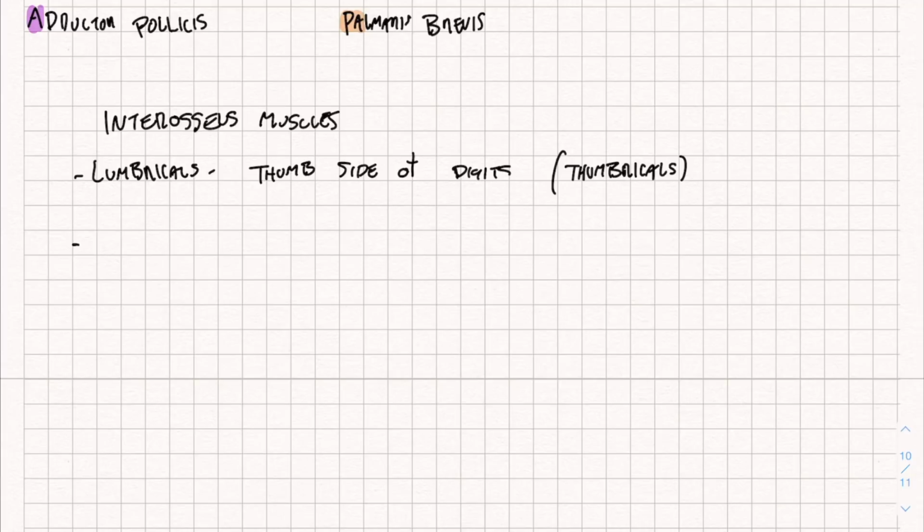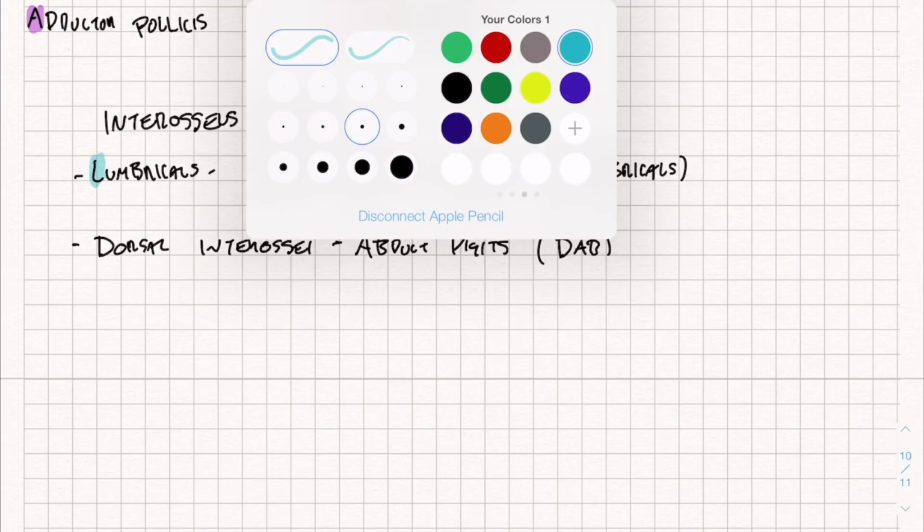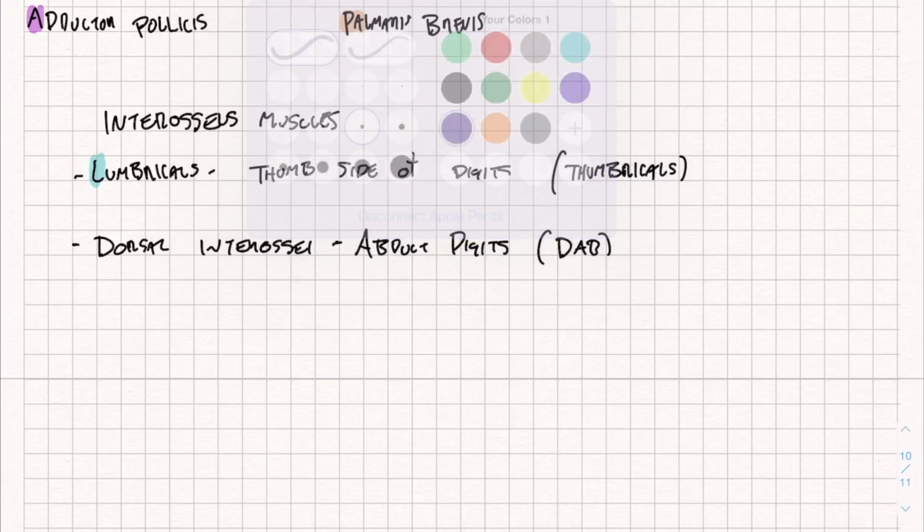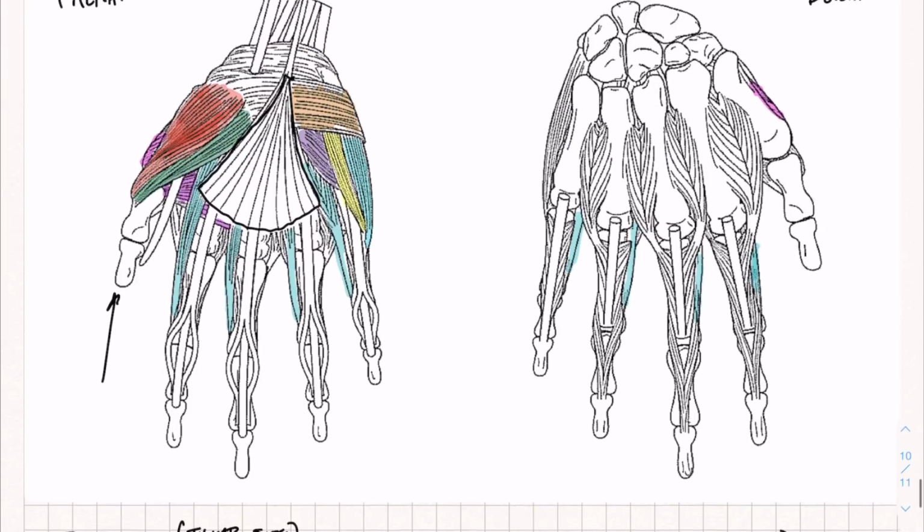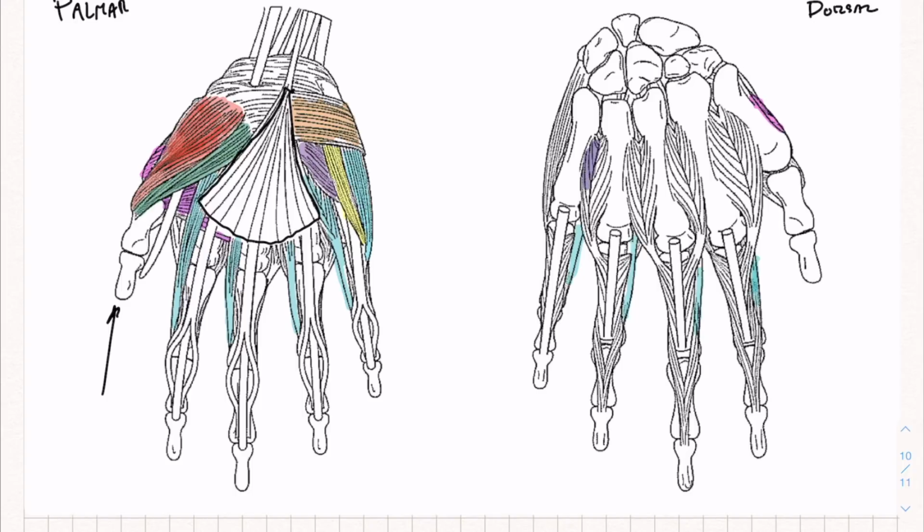The next ones we have are called the dorsal interossei. These are on the dorsal surface of the hand, and these abduct digits. And they're abducting away from the midline. Sometimes you will hear these called the dab muscles, because they're dorsal and they abduct. So the lumbricals were that. The dorsal interossei, you can see them really well on the back of the hand. So here's one.